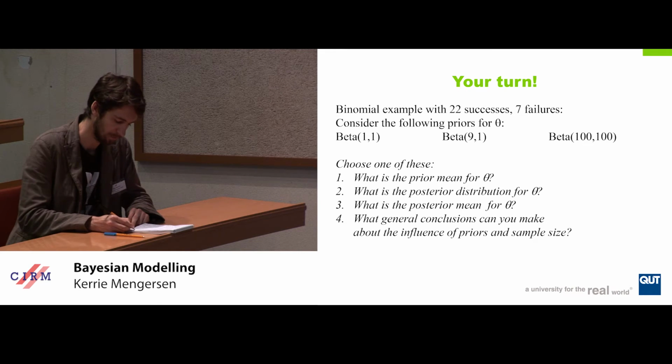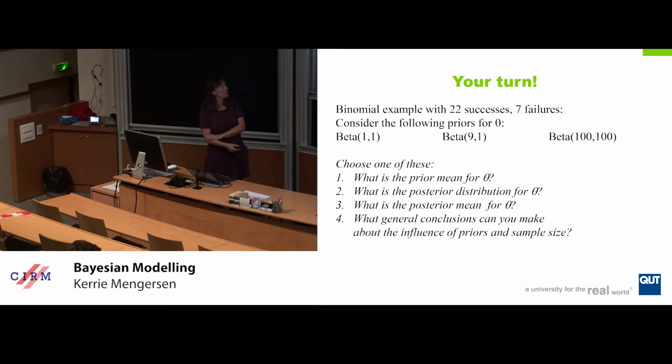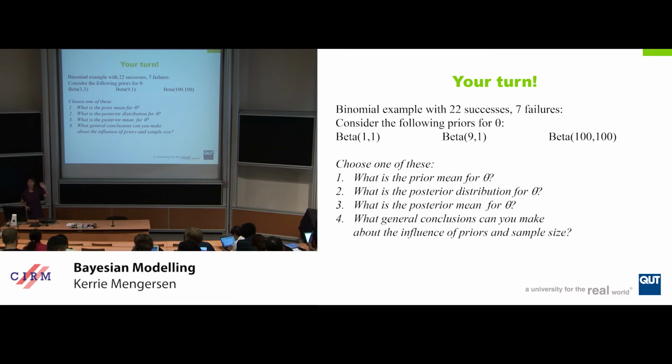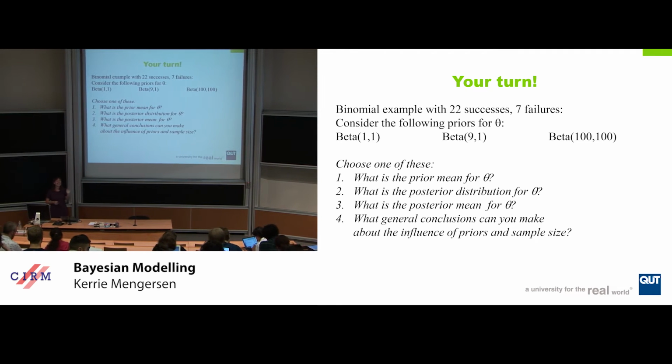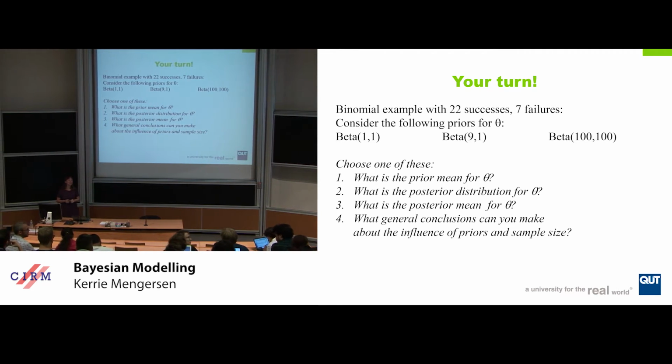Okay, let's see how you went. Who chose a beta 1-1? Who chose the first one? No one. Ah, we have one maybe chose here. Okay, what's your name? Eric. Okay, Eric, what did you get? What's your prior mean? 0.5. Yes, we're away. Okay, what's your posterior distribution?